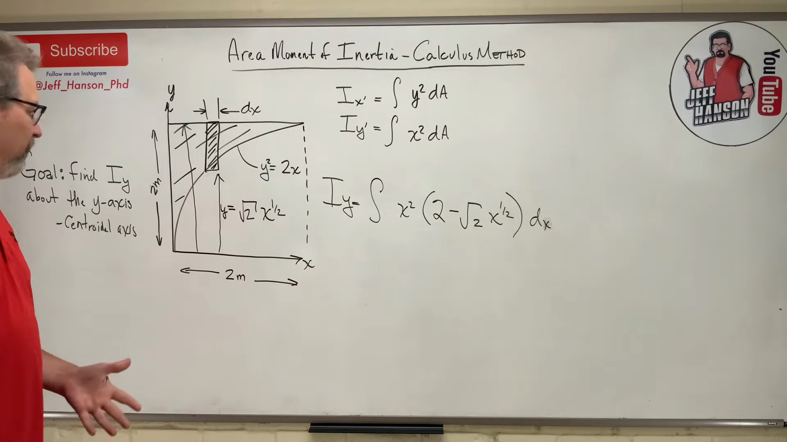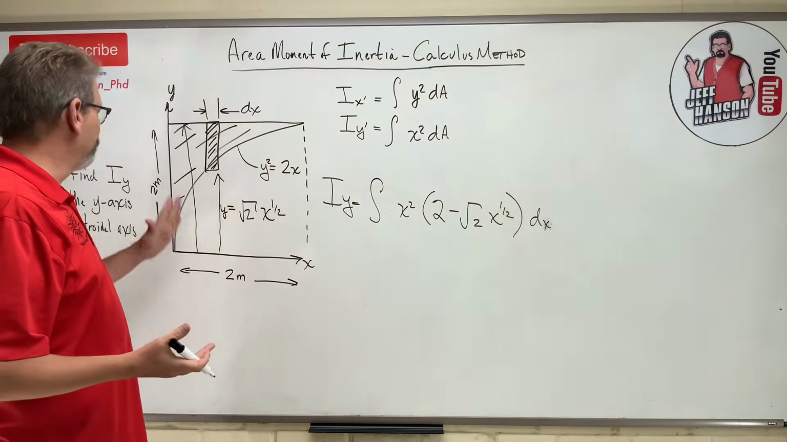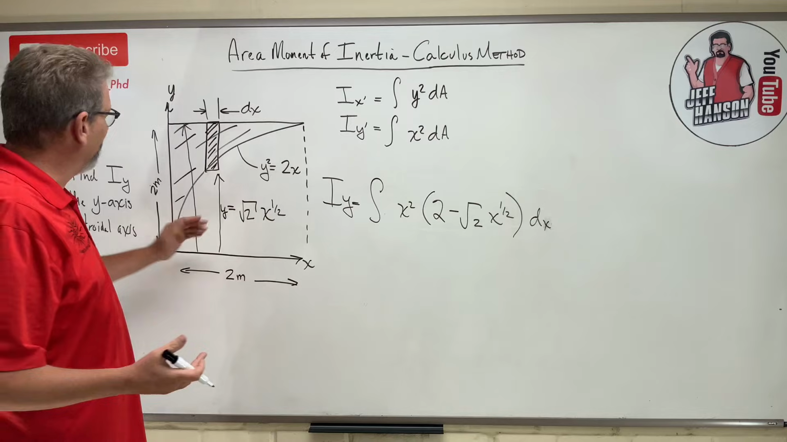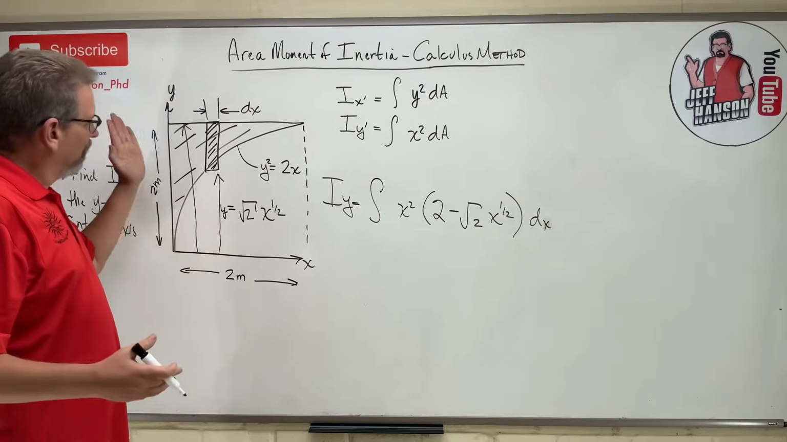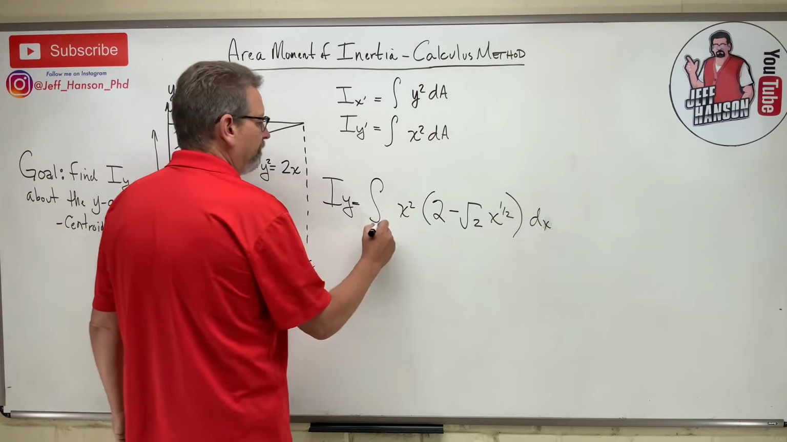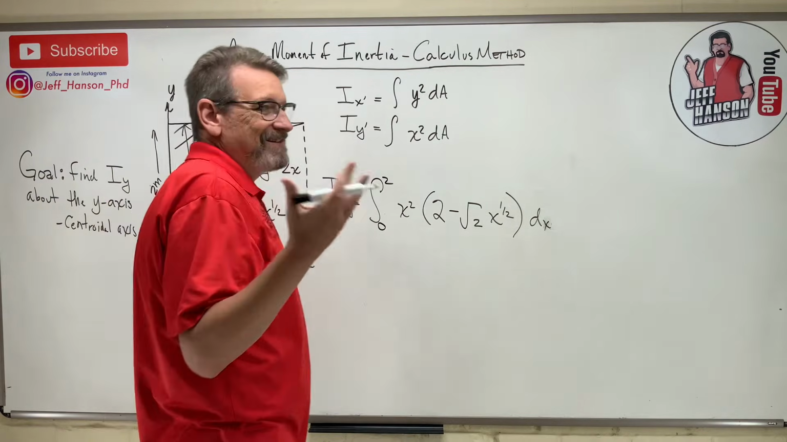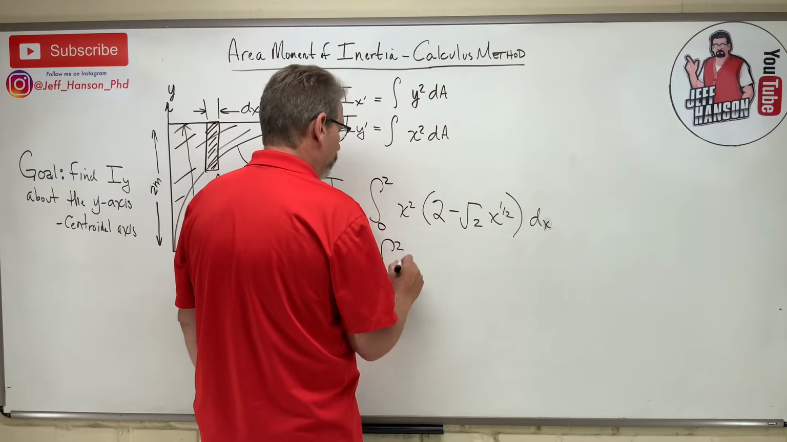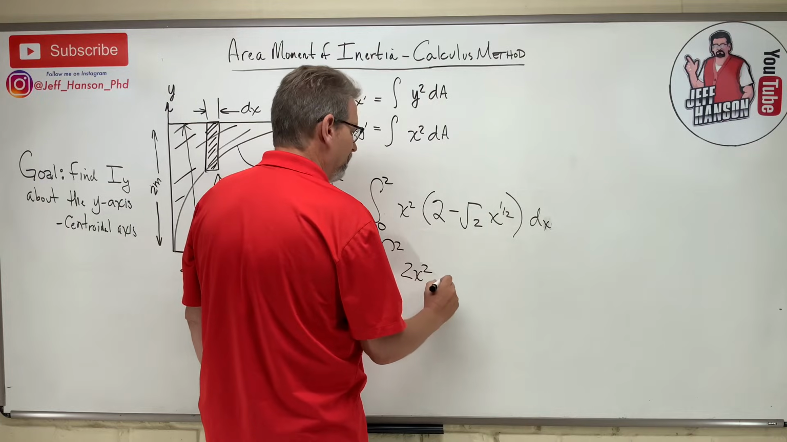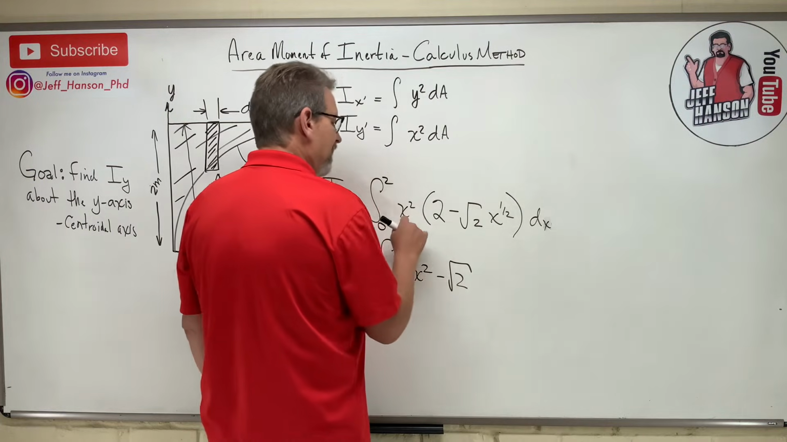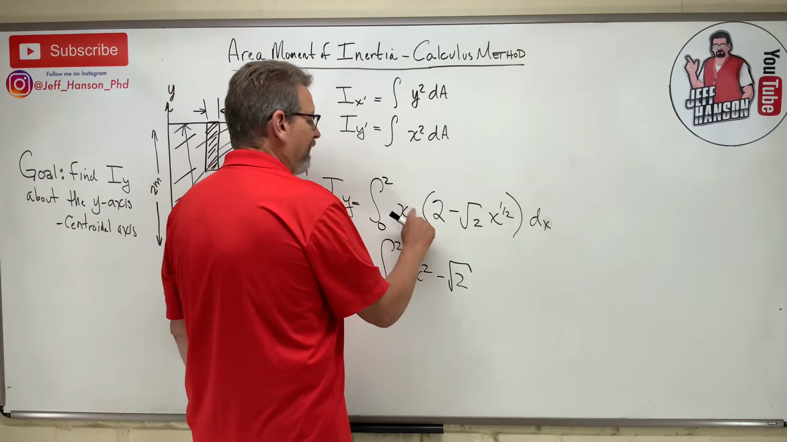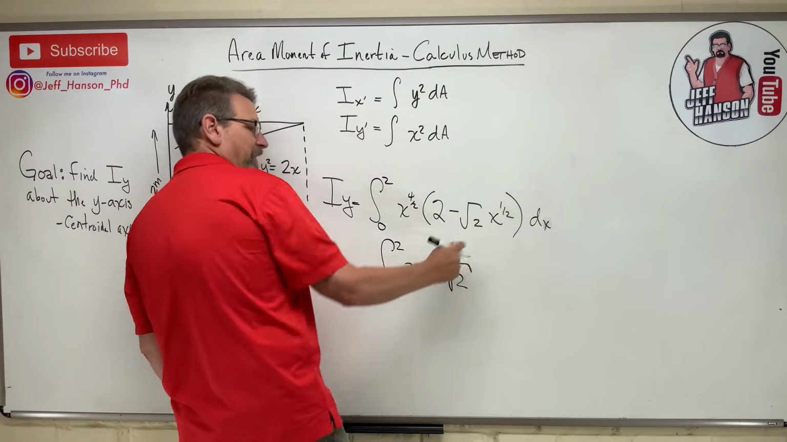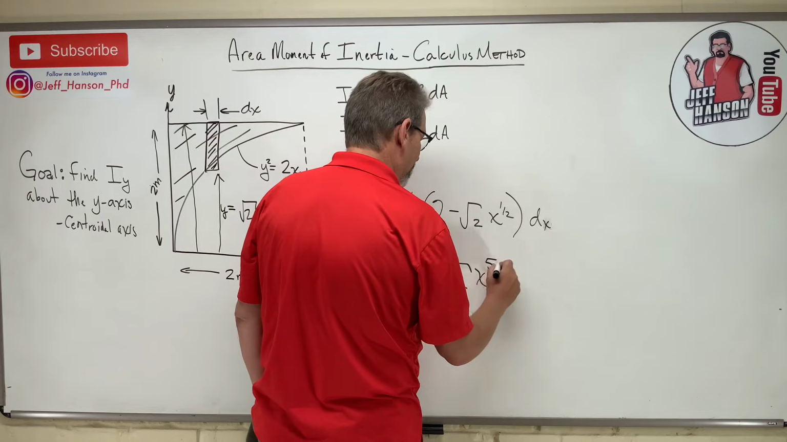And of course, what are our limits? Remember, we stack a book, a stack of strips, and our strips go from 0 to 2. It's really in the x direction, this way. Let's expand this and distribute it. So this becomes the integral from 0 to 2 of 2x squared minus root 2 times x squared times x to the 1/2. Now x squared is really x to the 4/2, so x to the 4/2 times x to the 1/2 is x to the 5/2.